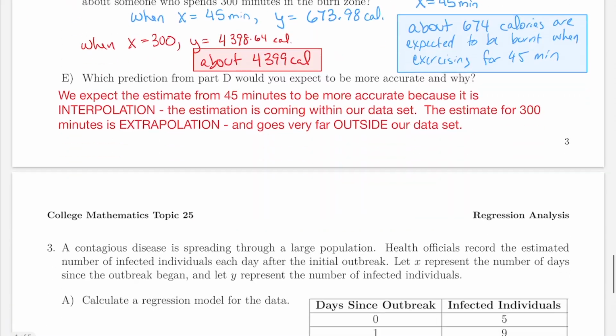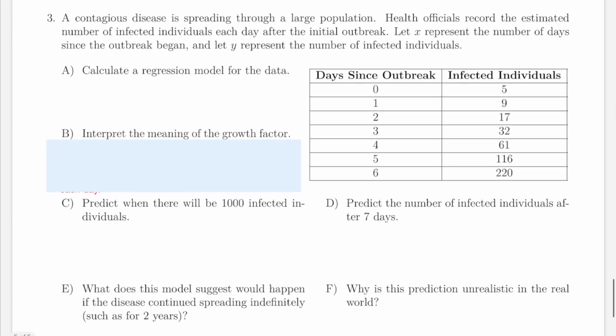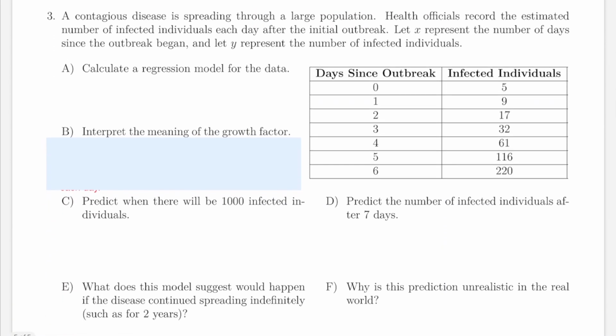It's pretty fascinating. All right, the next thing that we're going to look at is a contagion. A contagious disease is spreading through a large population. Health officials record the estimated number of infected each day after an initial outbreak. Let X represent the number of days since the outbreak began, and we'll let Y represent the number of infected individuals. Gosh, I could never imagine this happening, some type of an outbreak. Calculate a regression model for this.